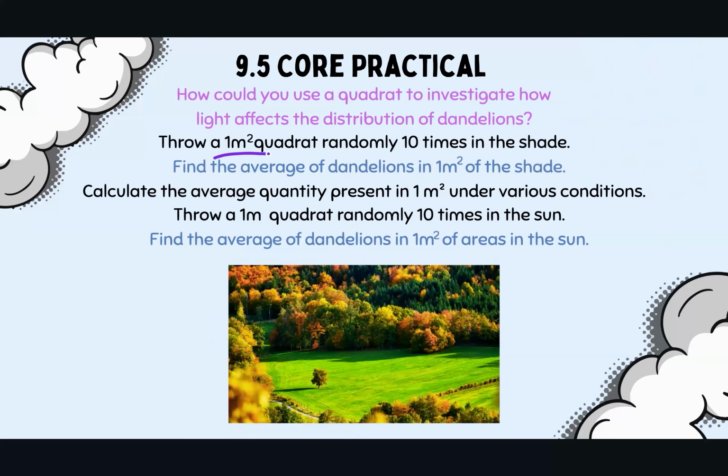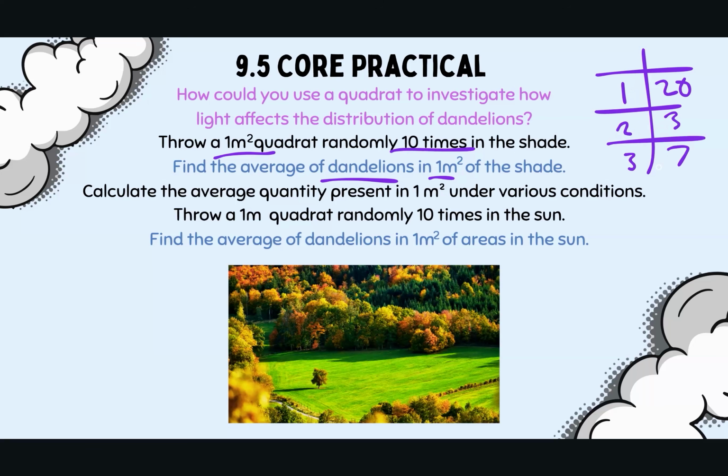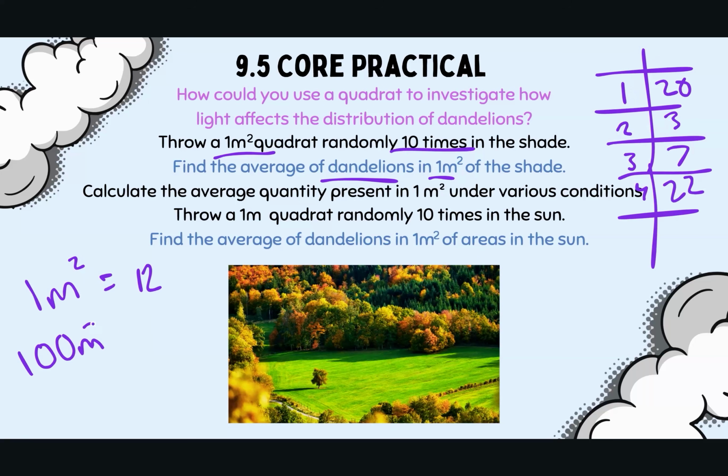Now you throw a 1 meter squared quadrat randomly about 10 times. Find the average of the dandelions in 1 meter squared. So if you've thrown it 10 times, time number one, you might have counted 20 dandelions. Time number two, you might have counted three. Time number three, you might have counted seven. The fourth time might have been 22. You add them all up and you average the amount in 1 meter squared. So if 1 meter squared had 12 dandelions or daffodils, that means on average in your 100 meters squared, you just multiply it by 100. You would have had 1,200 dandelions or daffodils.